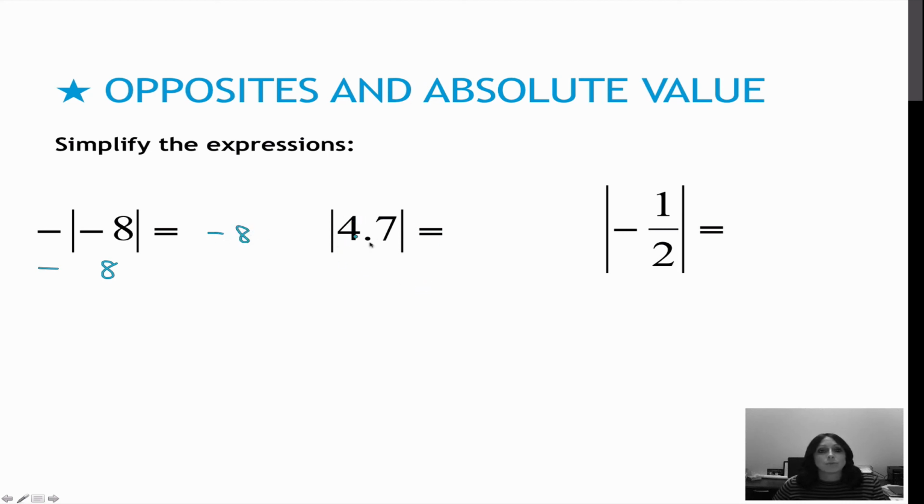For my second one, 4.7, the absolute value of 4.7 is 4.7. And I don't have anything to contend with on the outside, so that's my final answer. And on my last one, I have the absolute value of -1/2. Because it's negative, the absolute value makes it a positive. Nothing on the outside, so my final answer is just 1/2.